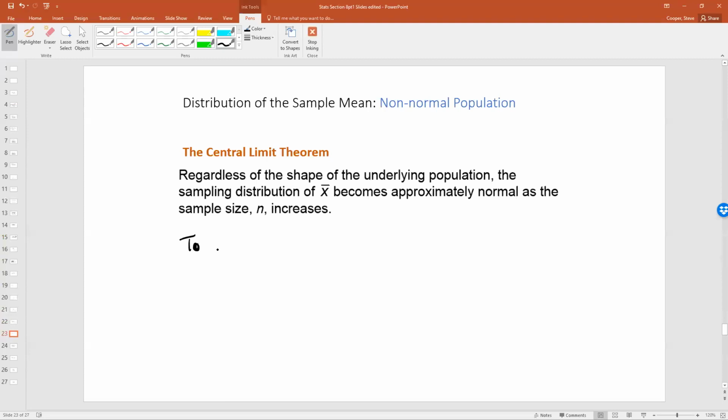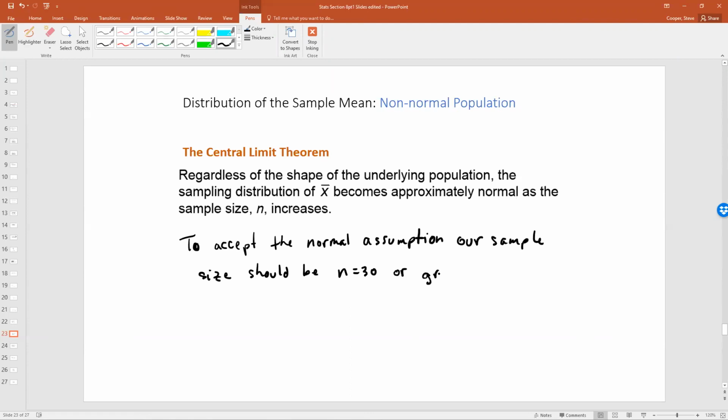So to accept the normal assumption for the sample distribution of sample means, the sample size should be n equal 30 or greater, if the underlying population is not a normal distribution.